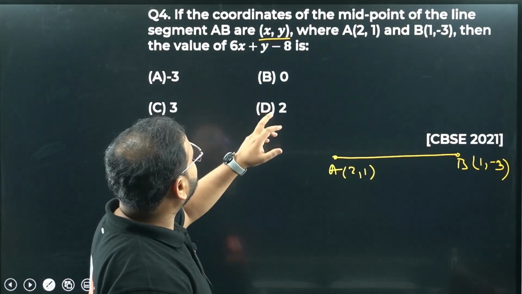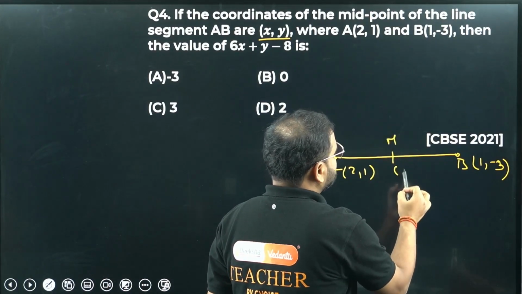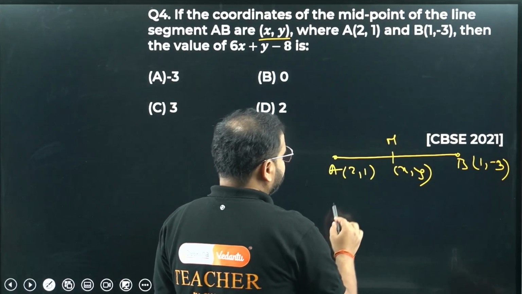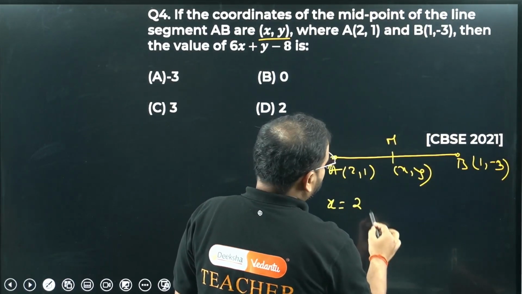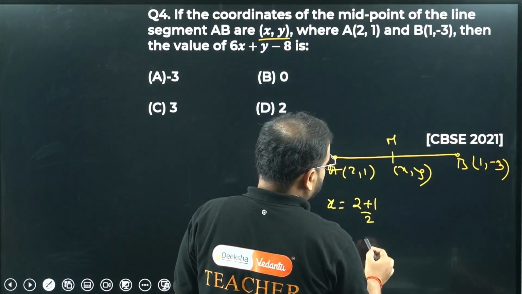The coordinate of the midpoint is what? X comma y. So let's say this is the midpoint M. What's the coordinate, sir? X comma y. Can you find x comma y, sir? Of course we can. Find it. X equals 2 plus 1 by 2 and y equals, what is it?